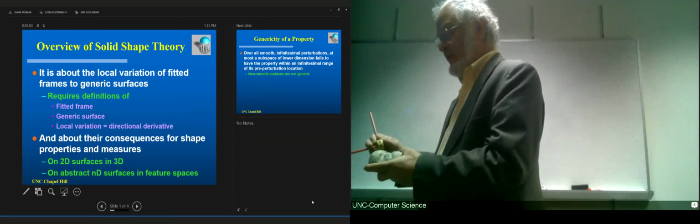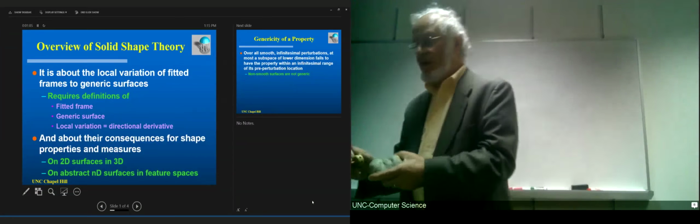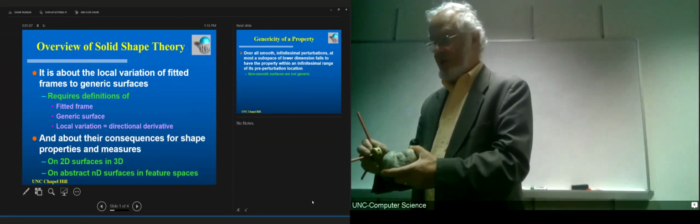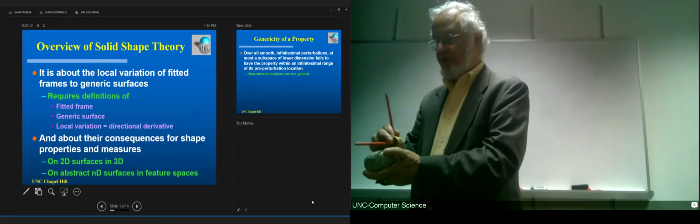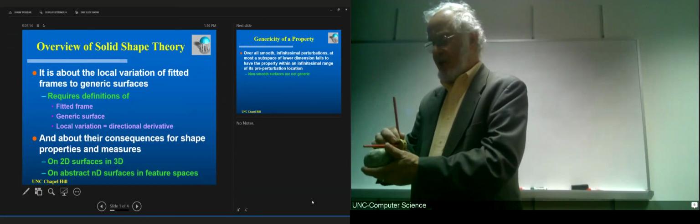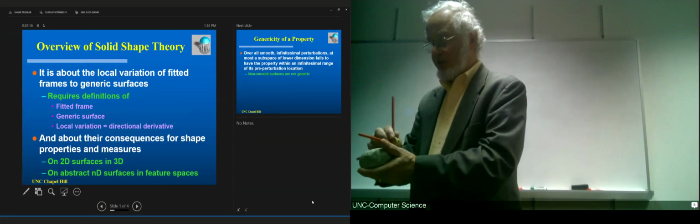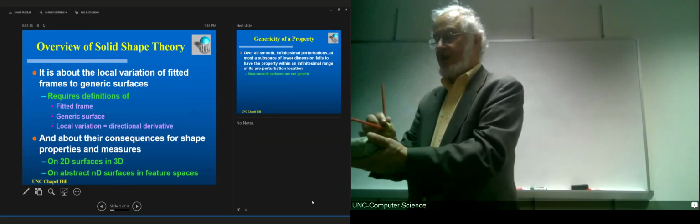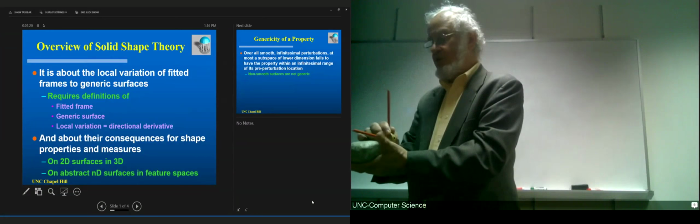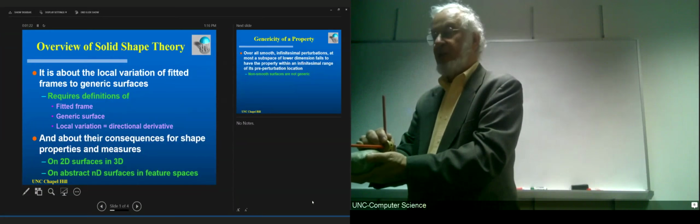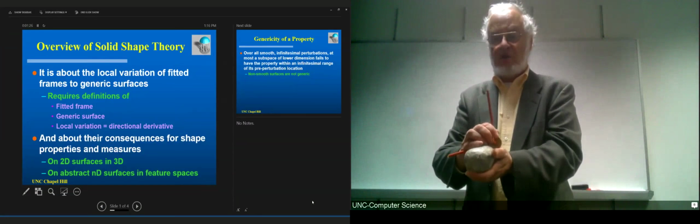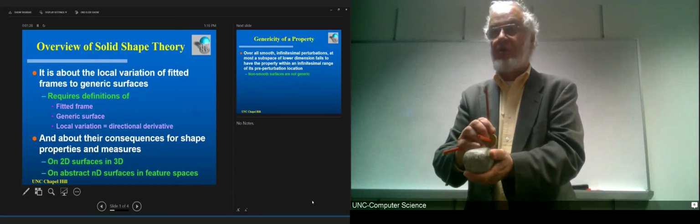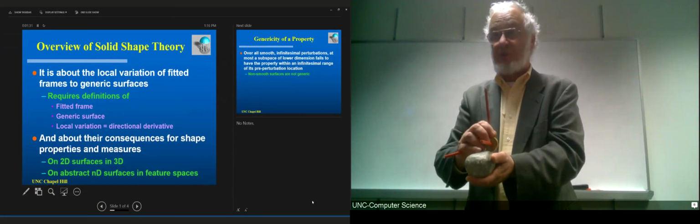We're going to be interested in the idea of what's called a fitted frame. In the case of a surface, the fitted frame, for a 2D surface in 3D, like this object, is going to be 2 vectors in the tangent plane and 1 normal to the tangent plane. We call that the normal to the surface.